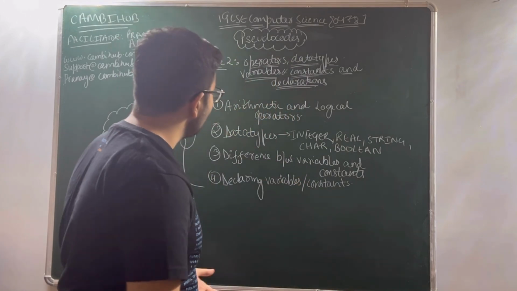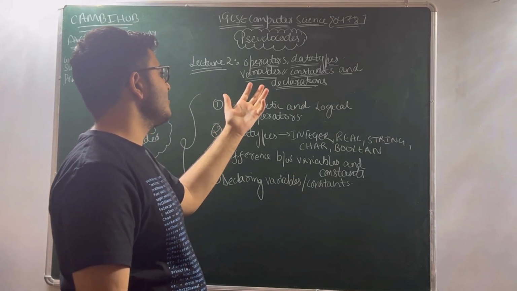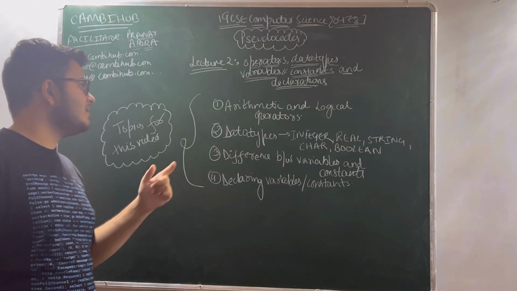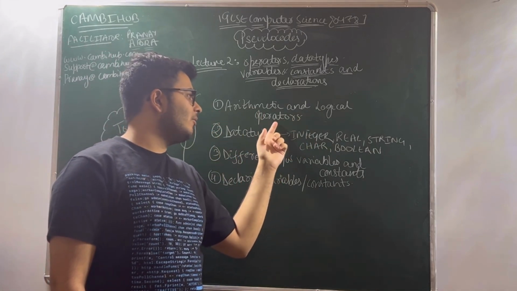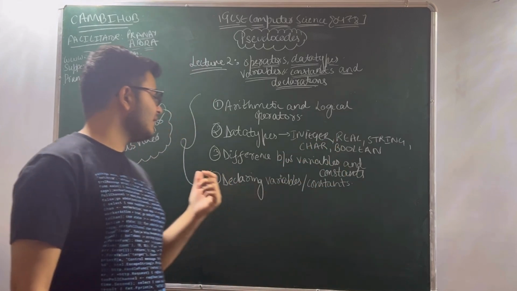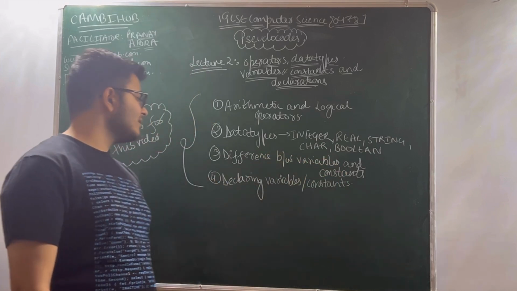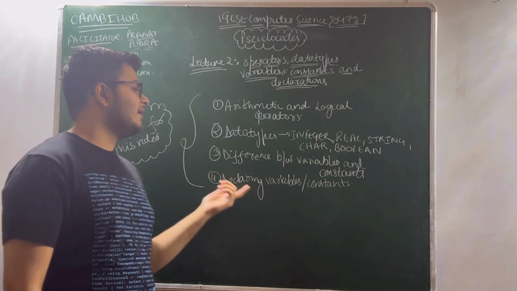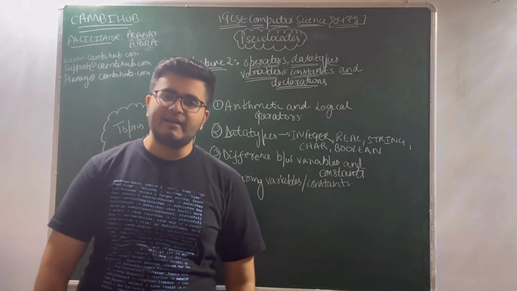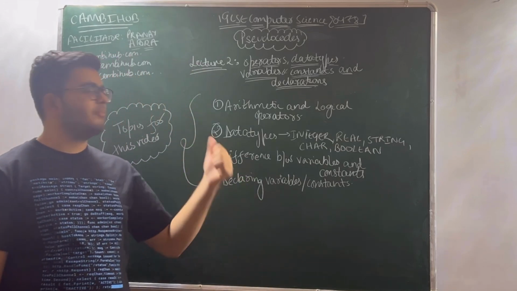Let's start with today's lecture. Today's lecture's name is operators, data types, variables and constants and declarations. So obviously we'll be studying all of these topics. We'll be studying arithmetic and logical operators. For data types, we'll be studying integer, real, string, character, boolean. Then the difference between variables and constants. And at the end we'll be studying how to declare variables and constants. What is the way of declarations? So let's start with the video without wasting any more time, with the first topic, that is operators.